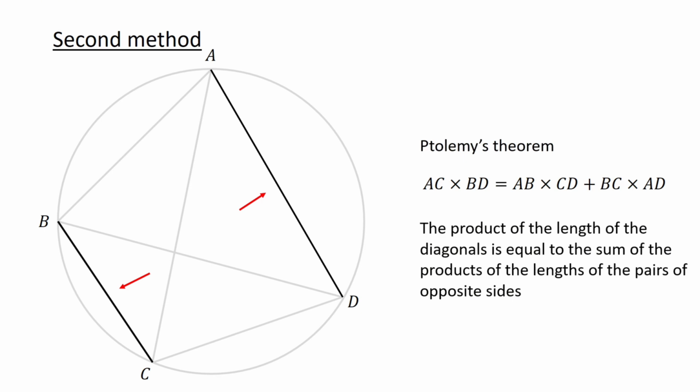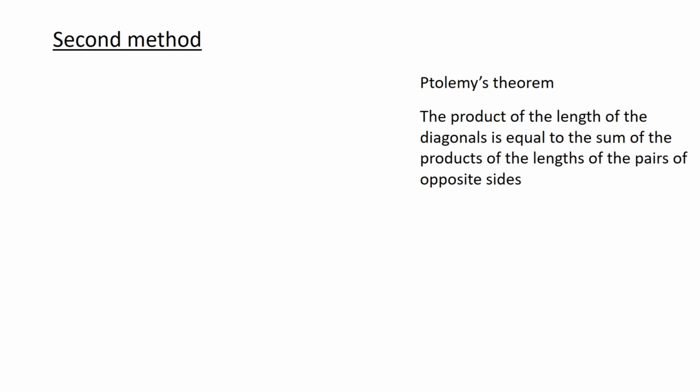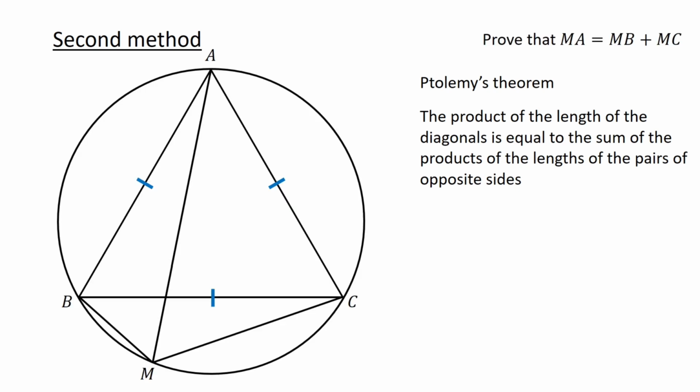That is, the product of the length of the diagonals is equal to the sum of the products of the lengths of the pairs of opposite sides. Let's apply Ptolemy's theorem to our problem.